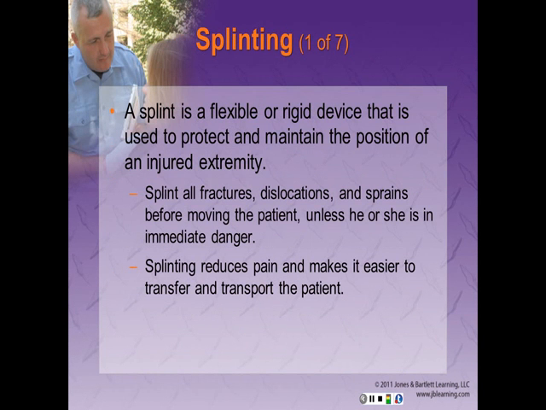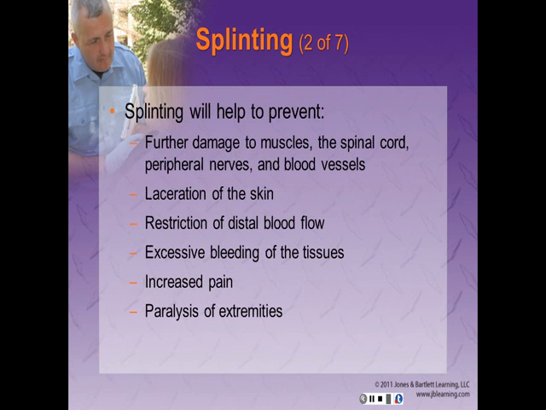Splinting. A splint is a flexible or rigid device that is used to protect and maintain the position of an injured extremity. Unless the patient's life is in immediate danger, you should splint all fractures, dislocations, and sprains before you move the patient. Splinting reduces pain and makes it easier to transfer and transport your patient. In addition, it will help you prevent the following: further damage to muscles, the spinal cord, peripheral nerves, and blood vessels from broken bone ends. Laceration of the skin by broken bone ends.